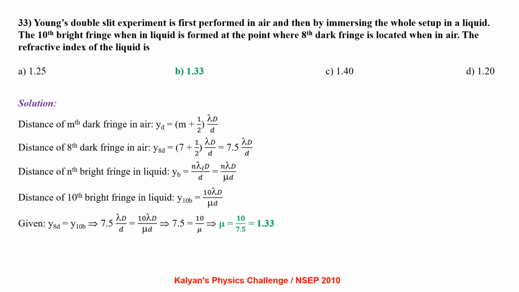Distance of nth bright fringe in liquid: y bright equals n lambda liquid D by d. Lambda liquid is lambda by mu. So the distance of the 10th bright fringe will be 10 lambda D by mu d. Given the 8th dark fringe coincides with the 10th bright fringe, so we get 7.5 lambda D by d equals 10 lambda D by mu d. Upon simplification, we get the value of mu to be 1.33.